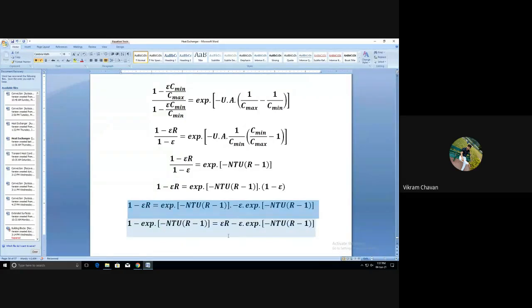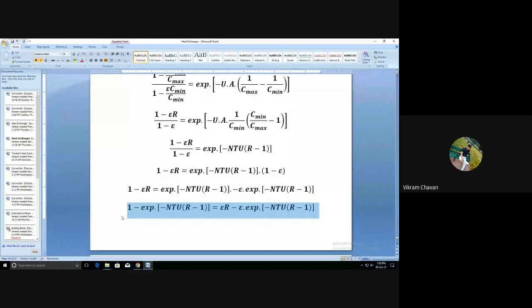Then further we have taken effectiveness terms on one side so that we can take effectiveness as a common, and the terms which do not contain effectiveness will be considered on the other side. So we'll get 1 minus exponential of [minus NTU (R minus 1)] is equal to effectiveness multiplied by R minus effectiveness multiplied by exponential of [minus NTU (R minus 1)].